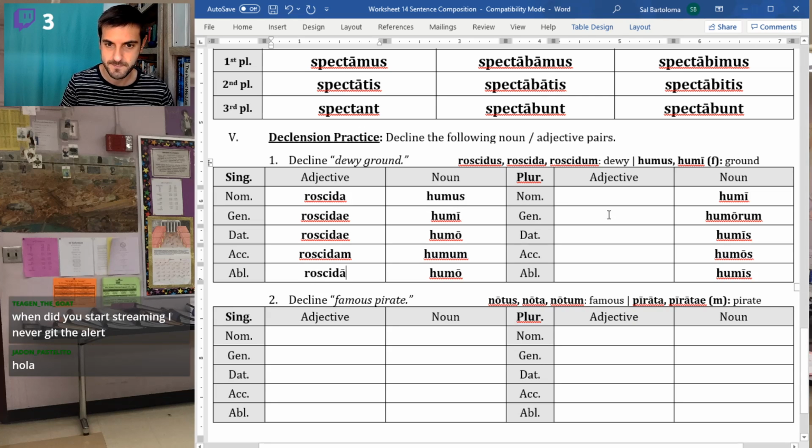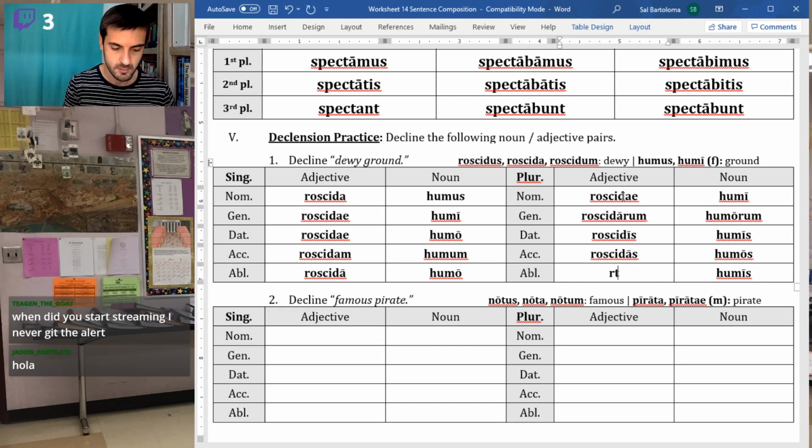rosida. And rosidae, rosidarum, rosidis, rosidas, rosidis. Okay. So it's a second declension noun, but the adjective is first declension because it's feminine.